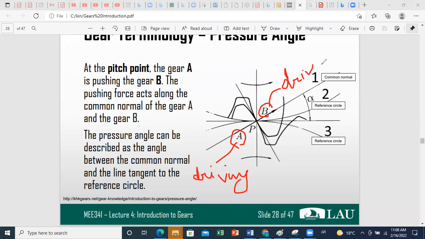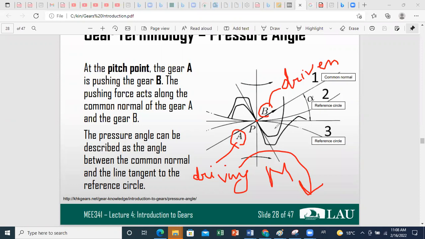So we need to initiate motion of A by applying a certain couple. We can apply, through a motor, a couple M. If M is in the clockwise direction, gear A will rotate clockwise, and it will transmit a force to gear B through the contact. Let's say here we have a contact point between these two teeth.